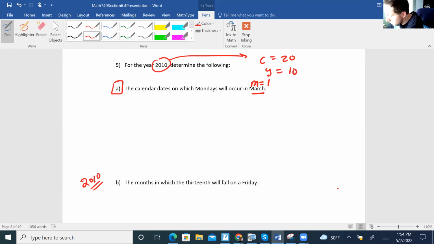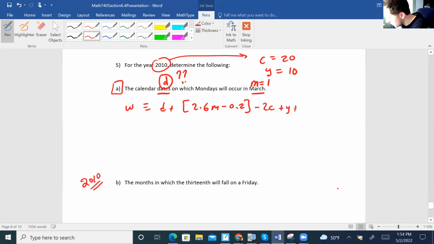Okay, so what I'm actually solving for here, the calendar dates, I want to know day numbers in the month. So I don't know D in this case. We've seen examples where we've solved for M, examples where we've solved for W. I wanted to do one at least where we solve for D. So we're still using the same congruence equation. W is congruent to D plus greatest integer 2.6M minus 0.2 minus 2C plus Y plus greatest integer C over 4 plus greatest integer Y over 4.